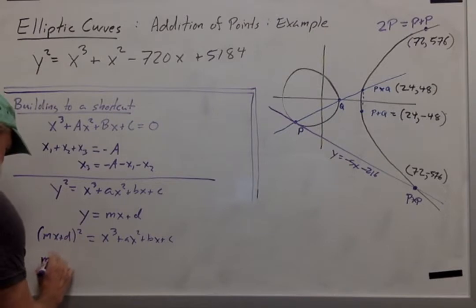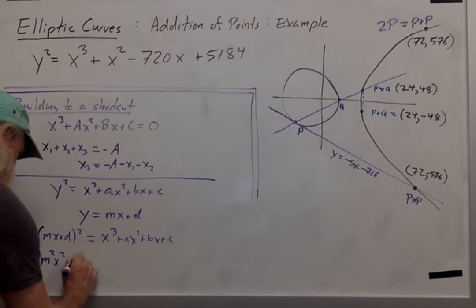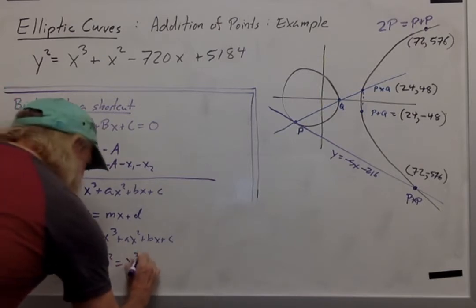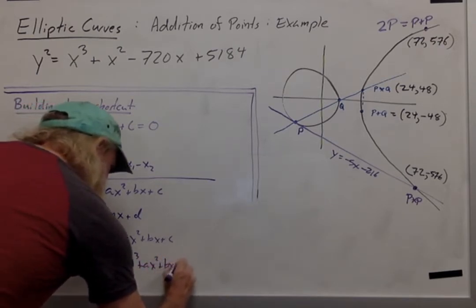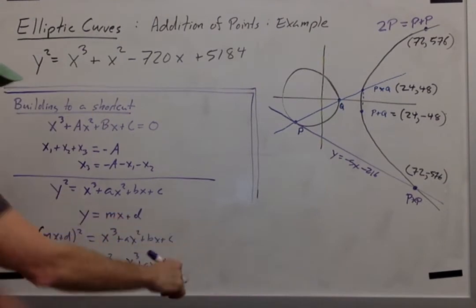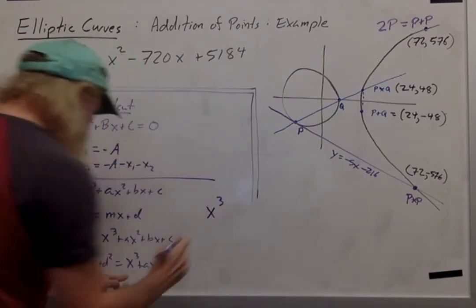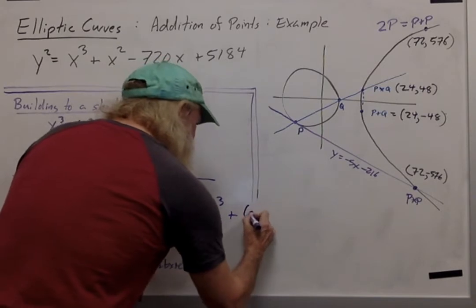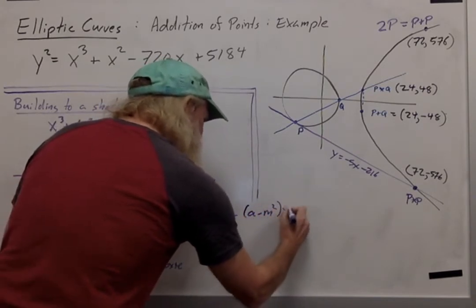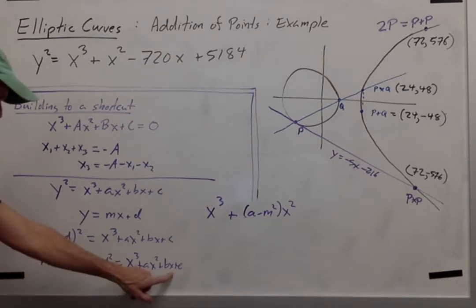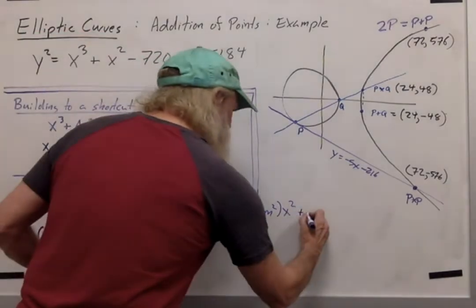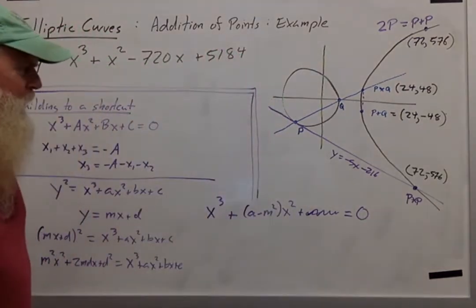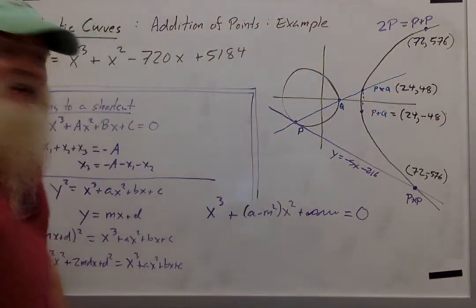Multiplying out this side, m squared x squared plus 2mdx plus d squared equals x cubed plus ax squared plus bx plus c. So when I subtract, I'm going to get x cubed plus ax squared minus m squared x squared. So that's a minus m squared times x squared. And then I can subtract bx minus something else with x. And I can also take c minus d squared. And that will equal 0.